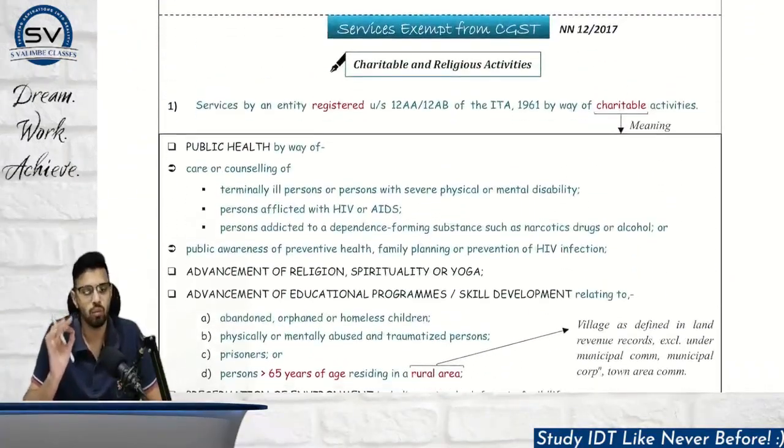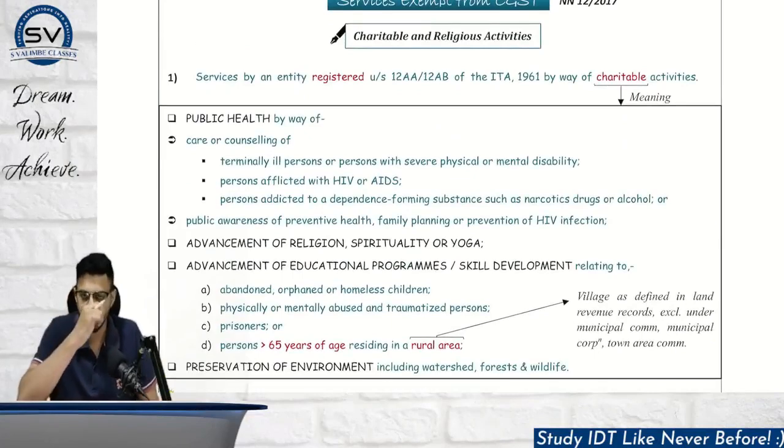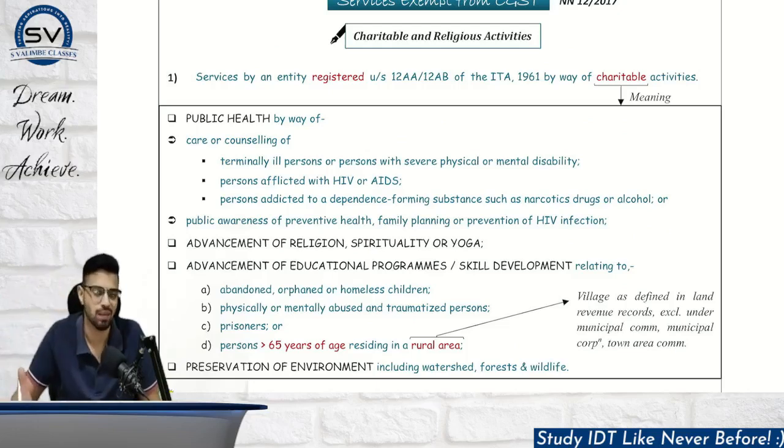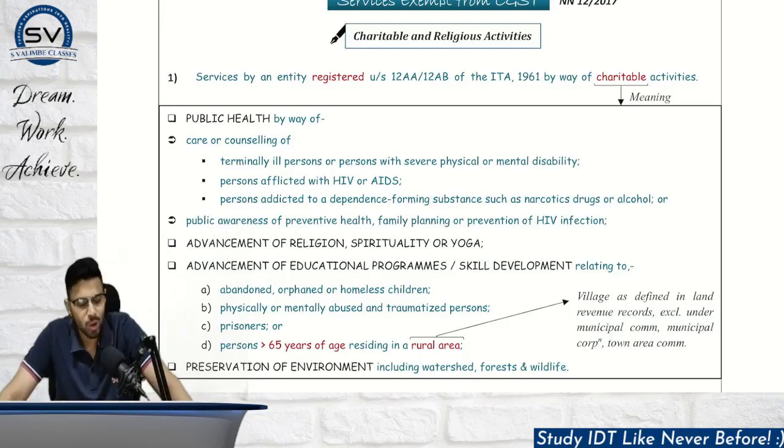And guys, one more important point to understand: I've often seen students trying to mug up the exemptions. That is not very useful for your exam. Even for CA Inter and CA Final, they are not going to ask you to write all the exemptions with respect to charitable activities. You are not supposed to do that. You are supposed to apply the exemption.